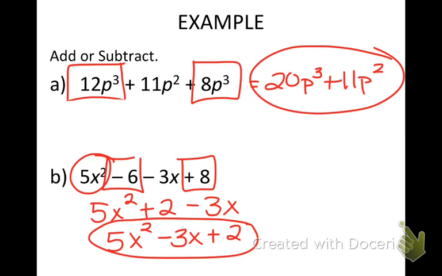Guys, got this? Yeah. Okay, so in these examples, I had 3 monomials being added together in A, and in B I had 4 monomials being added together. So can you add together a bunch of monomials? Yes. Okay, so now let's change it.